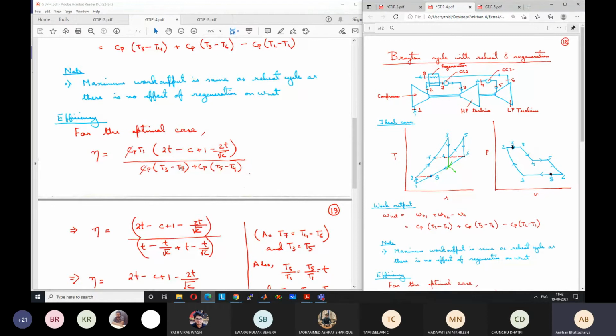Then if you divide by T1, you will find that T3 by T1 is T. Then T4 by T1, we have already found, is T by root C. T4 by T1 can be written as T4 by T3, which is 1 by root C, into T3 by T1, which is T. So it is T by root C. Plus T5 by T1 is again T, because T5 equals T3.